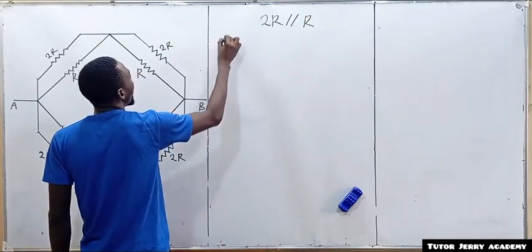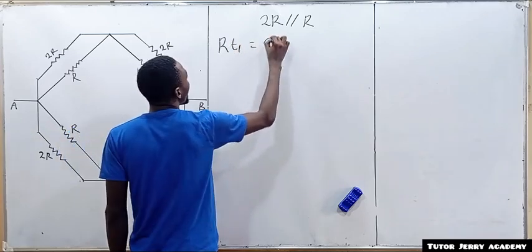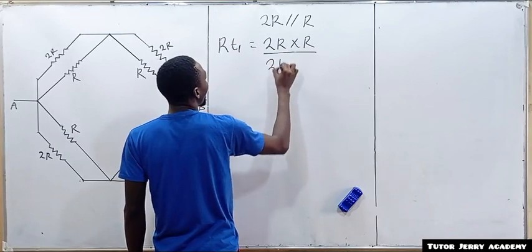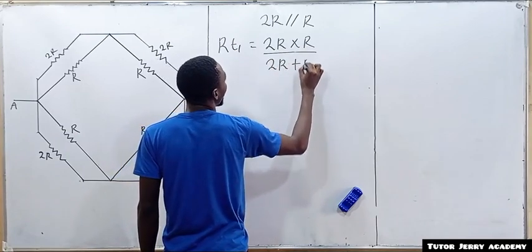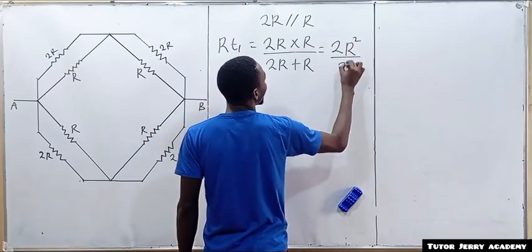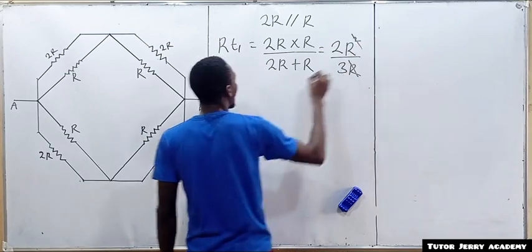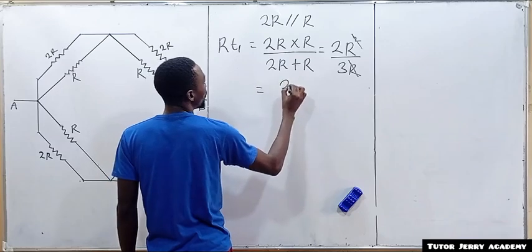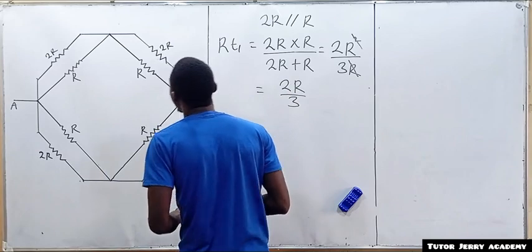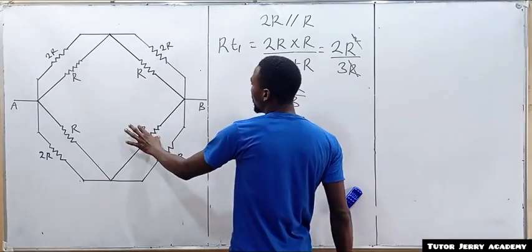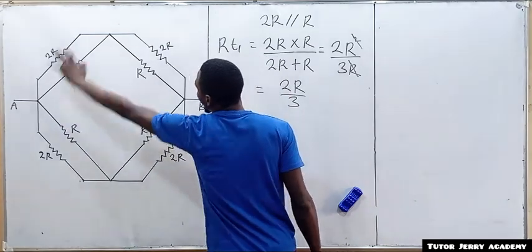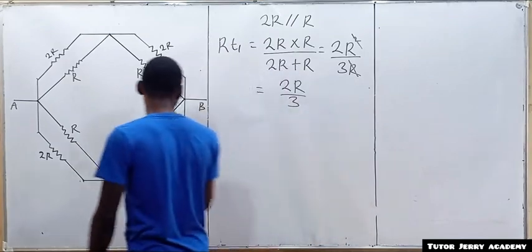So we are going to have RT1 equals 2R multiplied by R all over 2R plus R. So this is going to give us 2R squared all over 3R. R will go with 1R here. Now the answer will be 2R all over 3. So we can therefore replace this with 2R over 3, 2R over 3, 2R over 3. Then we clean the other part.